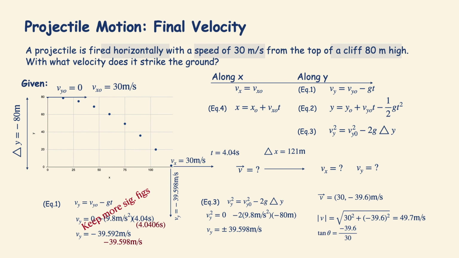And of course, you have to give the angle at which it strikes. So remember, the ratio between the y and the x components will be the tangent of the angle with respect to the x-axis, or to the horizontal. And so in our case, that will be 52.85 degrees.